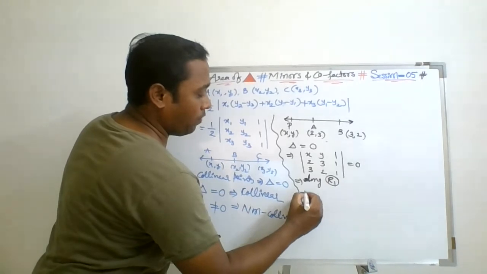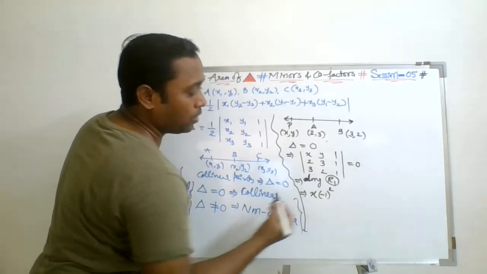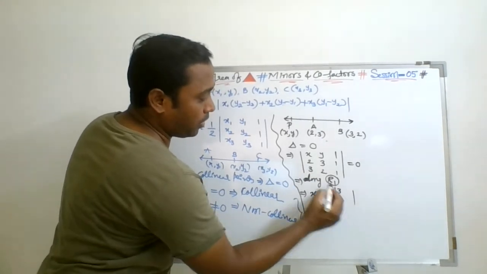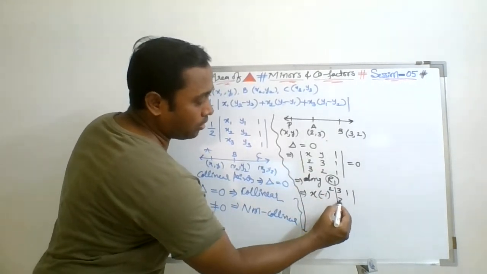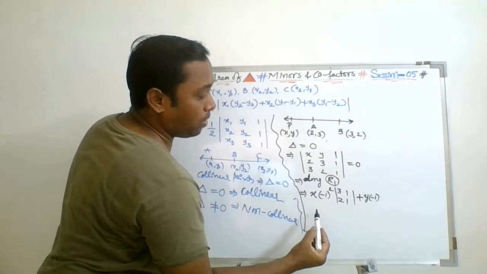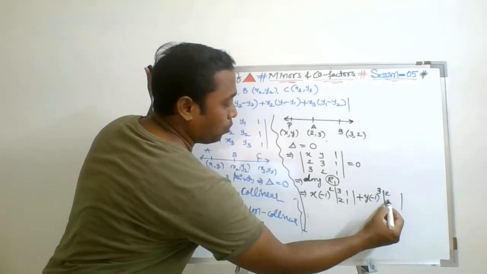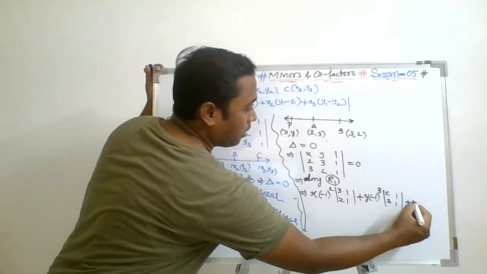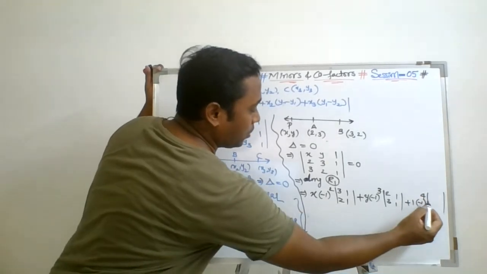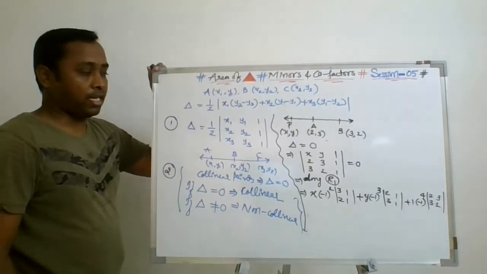So ultimately what will be the terms here? x into minus 1 to the power of i plus j, that is 2, into the determinant. What is the determinant we have? After eliminating the row and column, that is 3 1, 2 1, and then plus y into minus 1 to the power of 1 plus 2, that is 3, and the determinant which is left, 2 1, 3 1, and then 1 into minus 1 to the power of 4, and the determinant so obtained, 2 3, 3 2, simply by expansion.